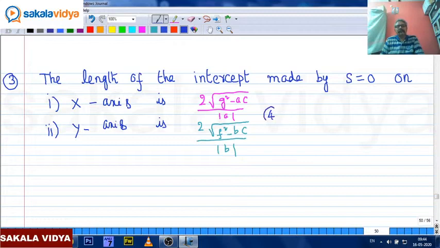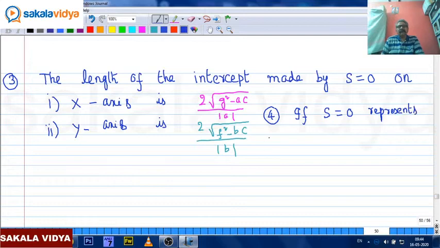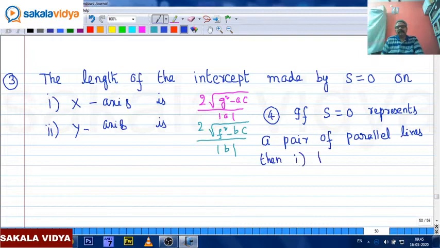Next, fourth point. If S is equal to 0 represents a pair of parallel lines, then first point h square is equal to ab, second point af square is equal to bg square. These two conditions should be satisfied.